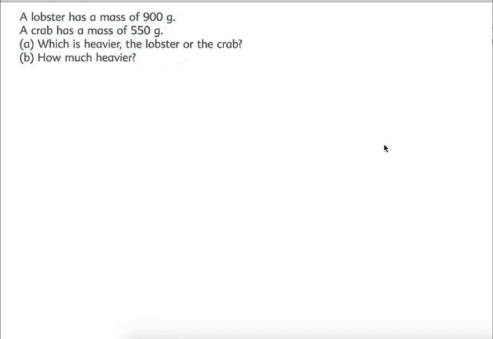So a lobster has a mass of 900 grams. A crab has a mass of 550 grams. Which is heavier, the lobster or the crab? How much heavier is the lobster or the crab? Okay, so if we look at it, we have the lobster weighing 900 grams and the crab weighing 550 grams. I'm assuming you pretty much can tell which one is bigger. The lobster is bigger. So we're going to draw a bar model.